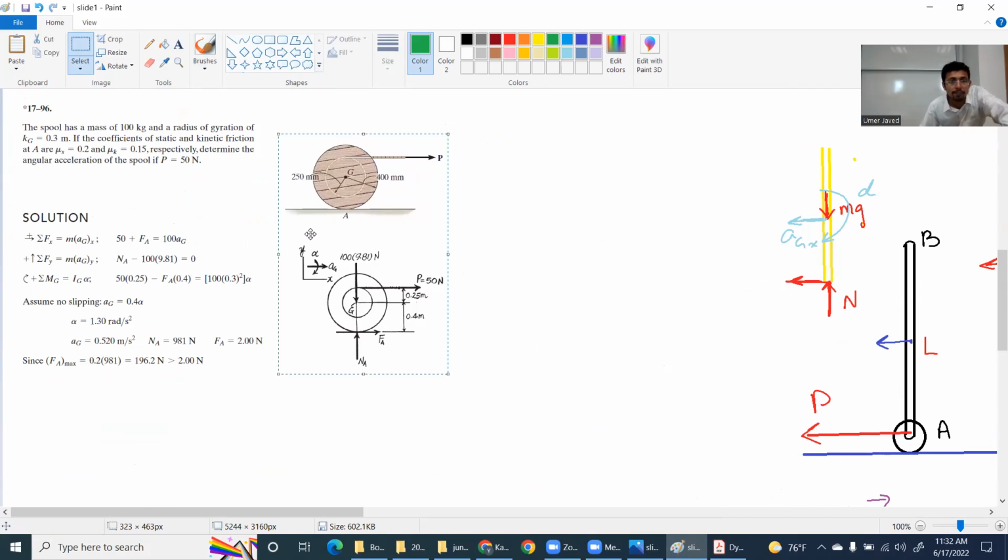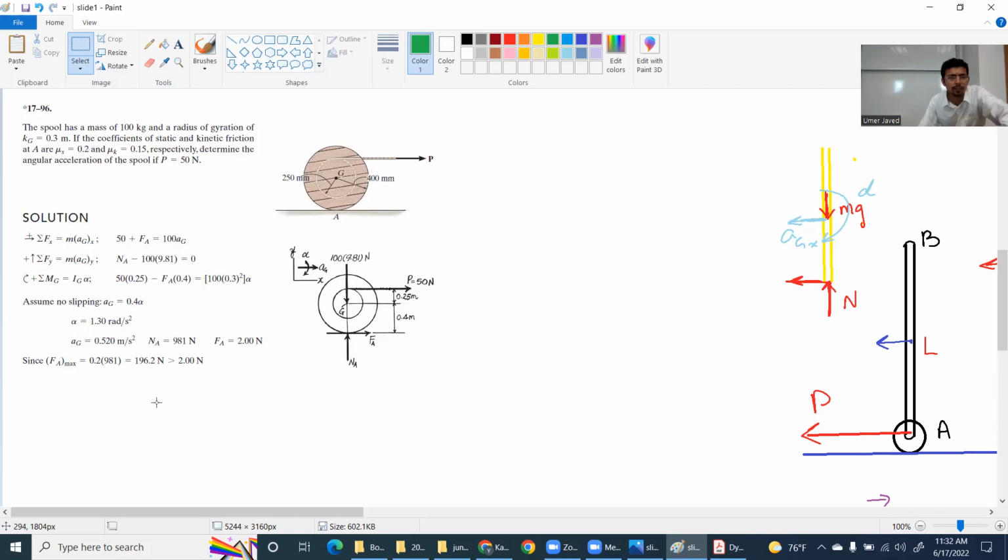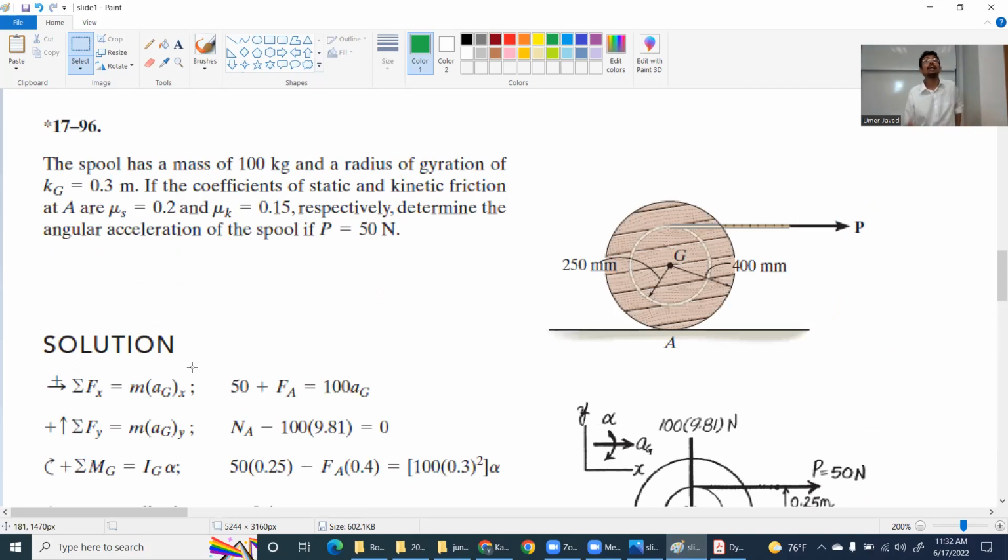for example, P in this way should be towards the right, and always the acceleration of center of mass. Acceleration of center of mass. So for example, you can even look at the question. What is this 50, by the way? Summation of x is equal to MAGX.